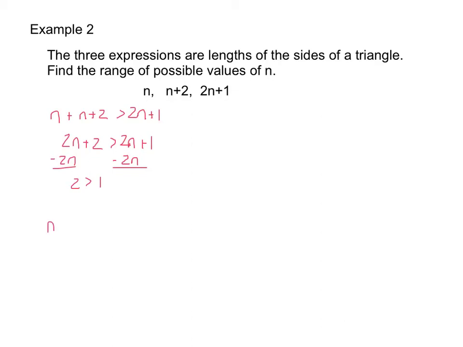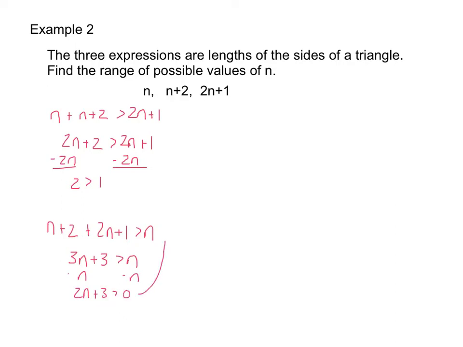Let's now do n plus 2 plus 2n plus 1 is greater than n. All I did was add the second and the third. It has to be greater than the last one, which is the n. Let's simplify. We have 3n plus 3 is greater than n. Added together 2n and n, which is 3n, and then 2 and 1 is 3. And now we solve. Let's subtract n: 2n plus 3 is greater than 0.